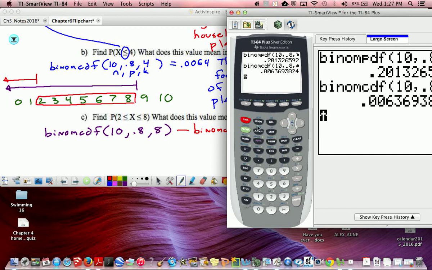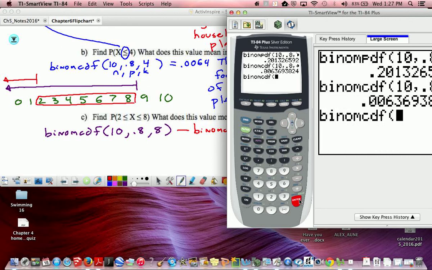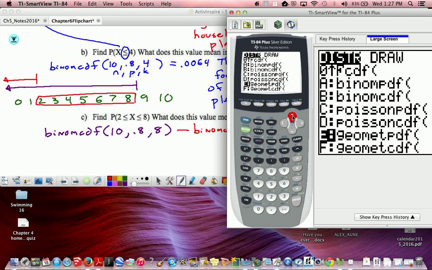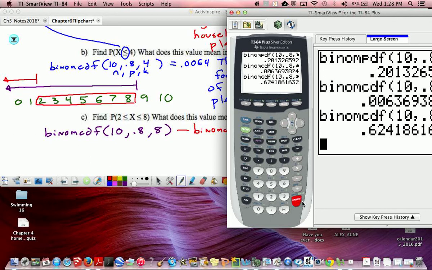So we can go second, bars, binomial CDF, 10, comma, 0.8, comma, 8. And then I want to subtract. Do it again: second, bars, binomial CDF, 10, comma, 0.8, comma, 1. I hit enter, 0.6242.